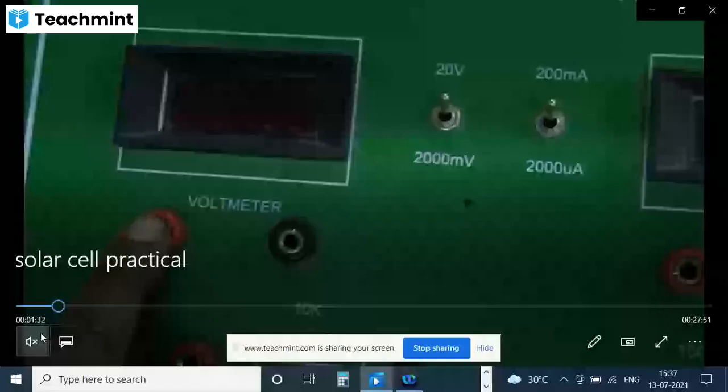So, dears, we are going to see about the solar cell. Catch the video.